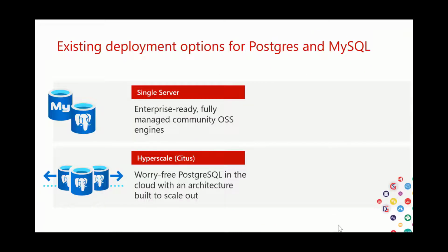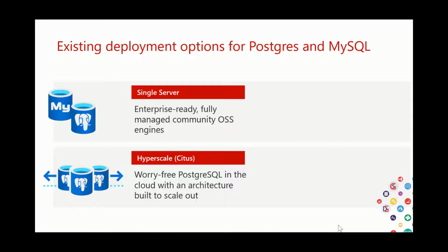Let's take a quick look back and see what deployment options are available for PostgreSQL and MySQL today. You have single server, which is available for both PostgreSQL and MySQL. This is enterprise-ready, fully managed, community, open source engines for both MySQL and PostgreSQL. So you get all the same capabilities that you would see with the community version, but in a fully managed database as a service. Now, this can handle mission-critical workloads with predictable performance. It also gives you dynamic scalability.